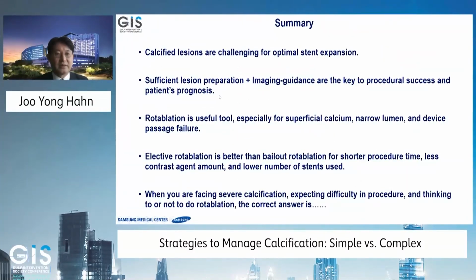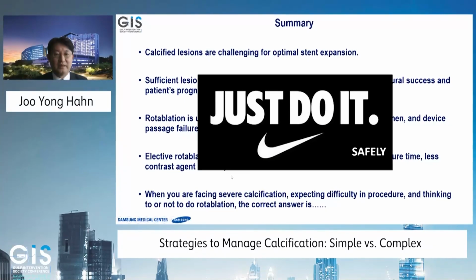In summary, calcified lesions are challenging for optimal stent expansion. Sufficient lesion preparation with imaging guidance is the key to procedural success and the patient's prognosis. Rotablation is a useful tool, especially for superficial calcium, narrow lumen, and device passage failure. Elective rotablation is better than bailout rotablation for shorter procedure time, less contrast agent amount, and a lower number of stents used. When you are facing severe calcification, expecting difficulty in the procedure, and thinking whether or not to do rotablation, the correct answer is just do it safely. Thank you for your attention.